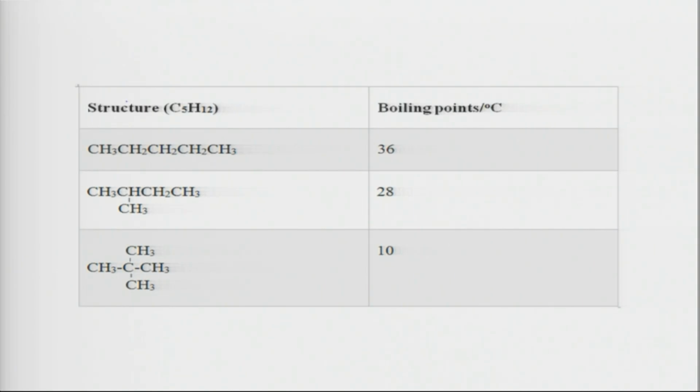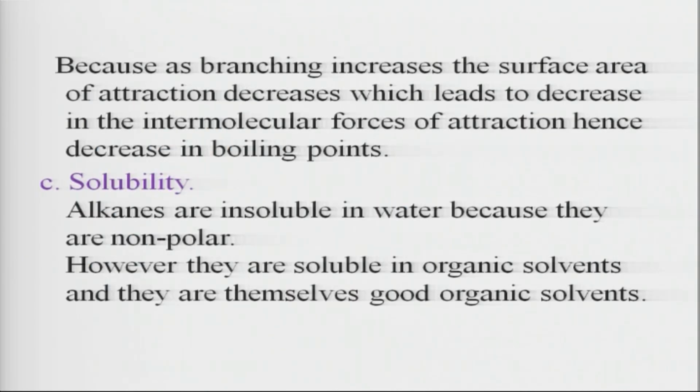So we have tried to give the explanation here. Because as branching increases, the surface area of interaction, or we can say of attraction, decreases, which leads to decrease in intermolecular forces of attraction, hence decrease in boiling point.